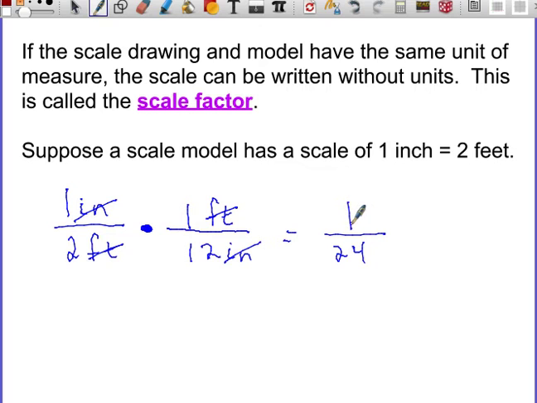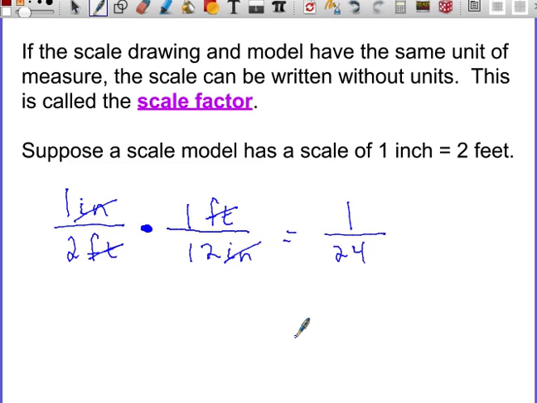What if I'm measuring in centimeters and I measure something 1 centimeter long? Well, how many centimeters is it in real life? 24. What if I measure in yards? It's 1 yard long. How long is it in real life? It's 24 yards in real life. What if the scale was 1 mile? How long would it be in real life? 24 miles. So this works with any unit of measurement, and I don't have to worry about making any conversions at that point. So for the scale factor, you multiply by a conversion factor to get rid of the units of measurement so that you can just use that number.